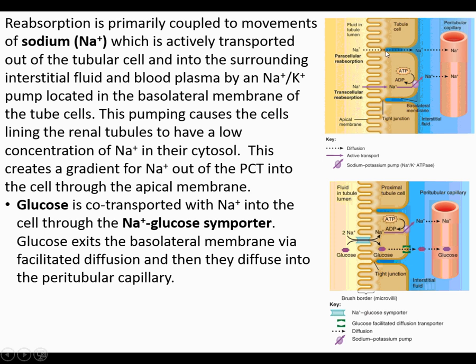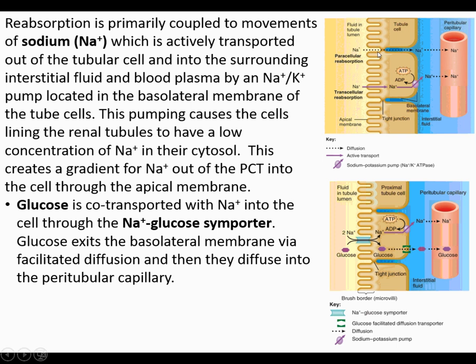Okay, so paracellular is where substances pass between two cells. Here's our tubule lumen, so this is inside of the tubule. Here are the cells that line the tubule. You can see they have microvilli. And then here's the interstitial space, and then here's our peritubular capillary, the blood vessels for which stuff gets brought back into the blood.